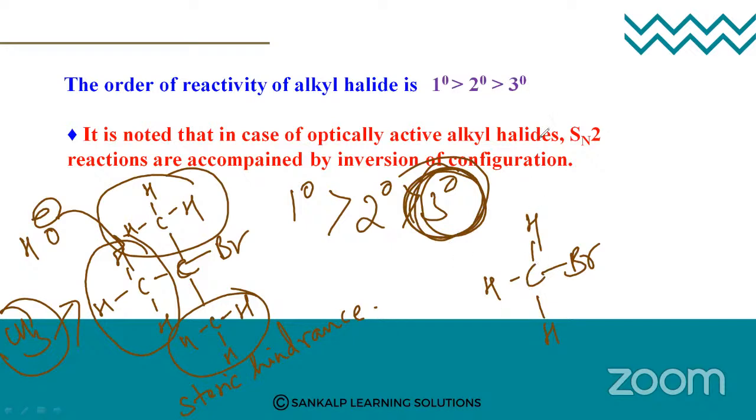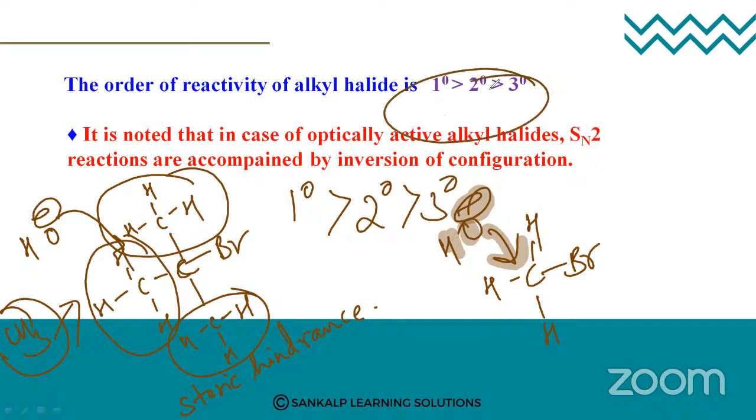When you compare it with the primary, if you take a primary alkyl halide, what will happen here? Easily the OH can attack from behind. There is no steric hindrance, so easily the OH can attack. So the stability of the carbocation: primary will be more stable than secondary and then the tertiary.